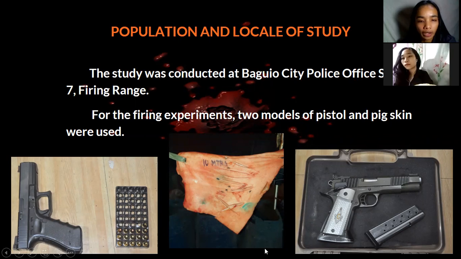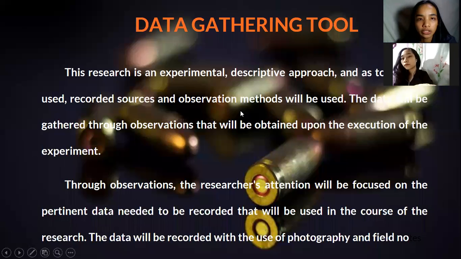Also, the licensed firearm fired 2 shots per treatment or experiment. That corresponds to the 3 different firing distances from each firearm. The total number of shots is 12 shots. As for the availability of the target samples, the researchers obtained them from the market, and the place where the experiment was done provided the firearms. Let's go now to the data gathering tool.